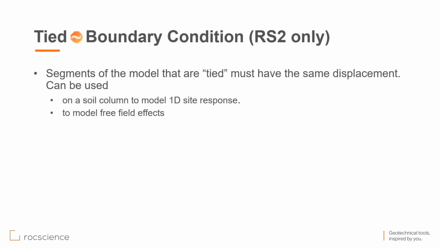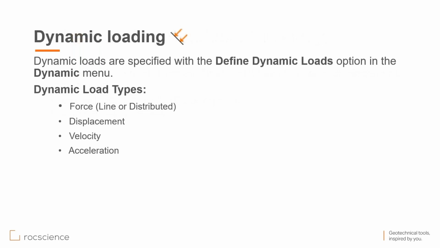We also provide a time boundary condition, and it can be used to create a soil column to model the 1D site response. It can also be used to model the free field effects. However, in order to use the time boundary condition to model the free field effects, we need quite a bit of manipulation of the models. So it is not recommended to use the time boundary condition for the free field effects. You can just use the transmit boundary condition directly.